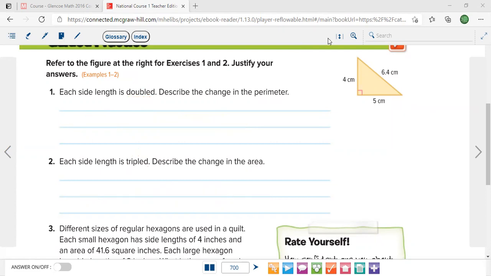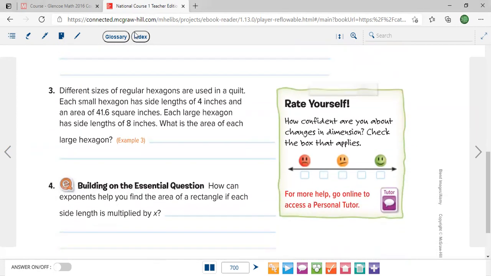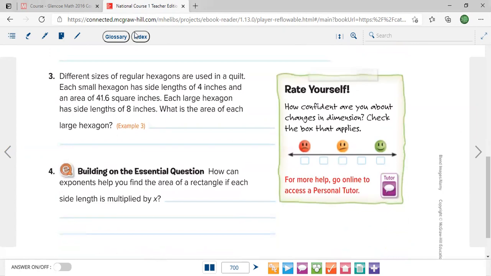Now, let's see this problem. Problem number 3. Different sizes of regular hexagons are used in a quilt. Each small hexagon has side length of 4 inches and area of 41.6 square inches. Each large hexagon has side length of 8 inches. What is the area of each large hexagon?